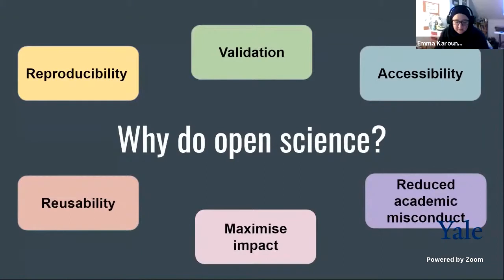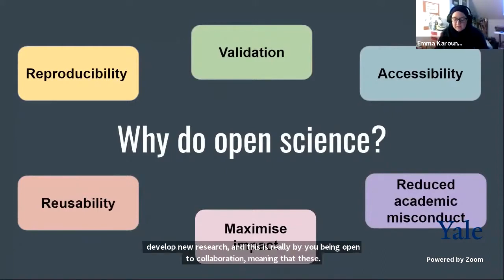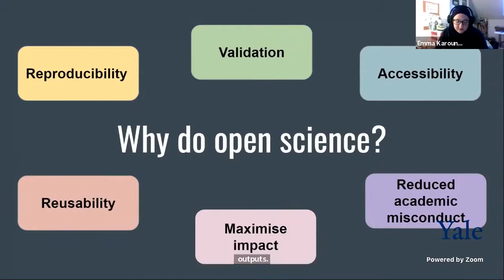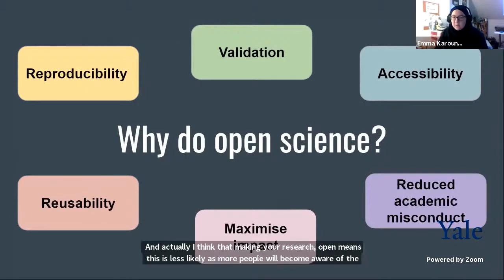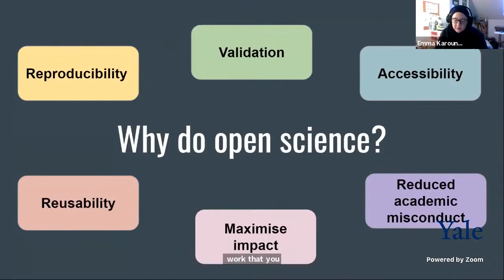And then lastly, I always think there's a bit of a myth about other researchers stealing data when you make it open. And actually, I think that making your research open means this is less likely, as more people will become aware of the work that you are actually doing. And also having open data and methods as a requirement for publication means that there is less academic misconduct in terms of bias in results and interpretation. So I hope you can see that open science as an approach is a much more sustainable way to conduct research and has great benefits for the researcher themselves, but also the wider academic community and the public.